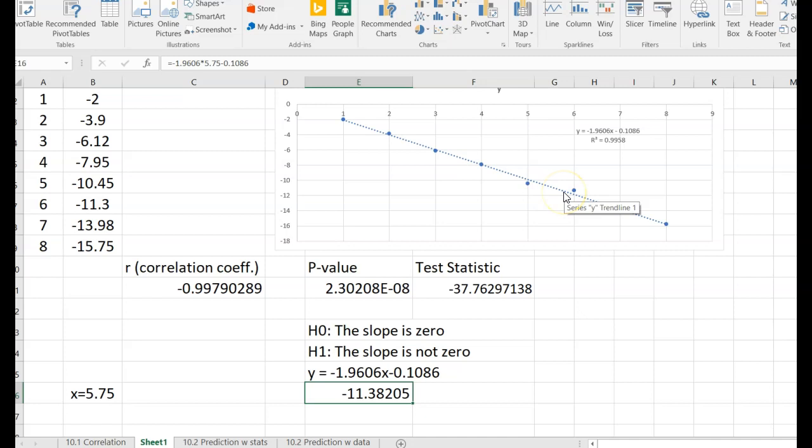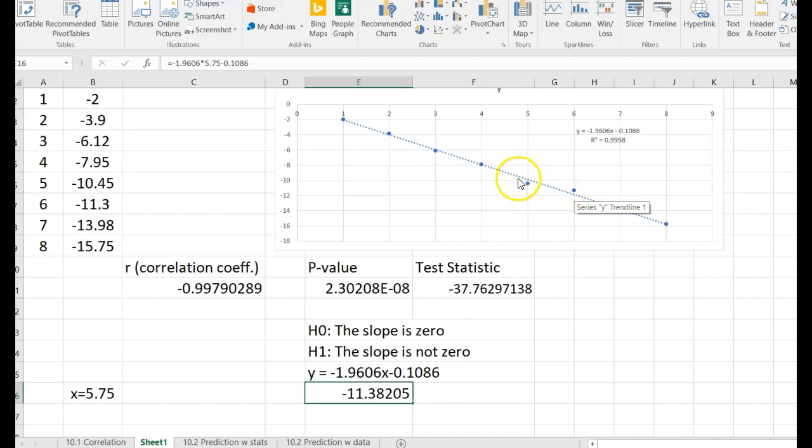if I'm at 5.75, there's 5, there's 6, so 5.75 is a little closer to 6 than 5. That point on the line, -11.38, is where we would expect the y-coordinate to fall. All right? So we're a little bit above the actual point here, a little bit below the actual point here, so we're coming in a little low even to that actual point.